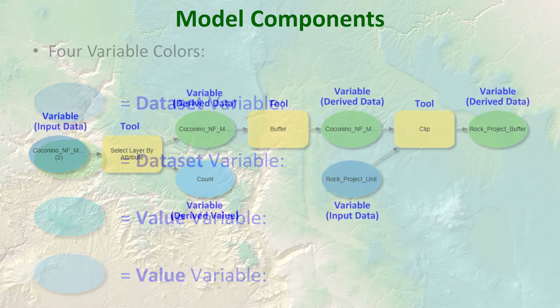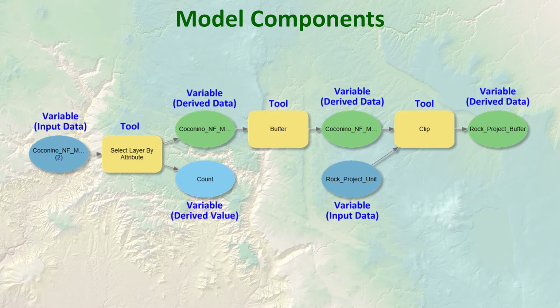Okay, here's that model we were looking at earlier, and here we see each component, but I got them labeled so you can see what type of object they are. It starts with a blue oval, which is a data set. In this case, it's the Coconino roads. First tool that it reaches is the tool that selects the roads we want to buffer. So you're selecting a particular type of road, which is represented with this green oval.